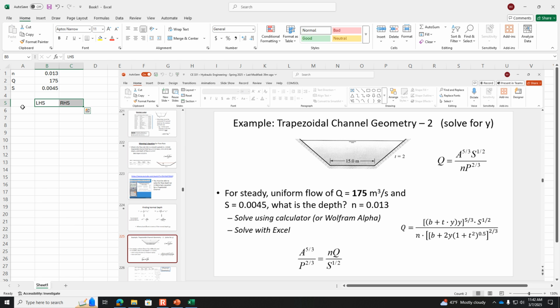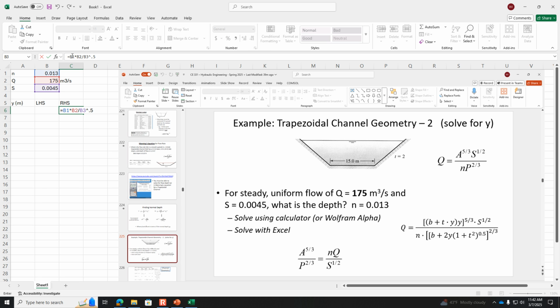So the right-hand side of the equation, by the way, let me move this over. I'm going to do this for different y values, for guesses of the y value. So different guesses of the depth in terms of meters. And by the way, I guess I could put these units here, cubic meters per second for the flow rate. N is unitless and S is unitless. Okay, so the right-hand side of Manning's equation here is N times Q divided by S to the power of 0.5.